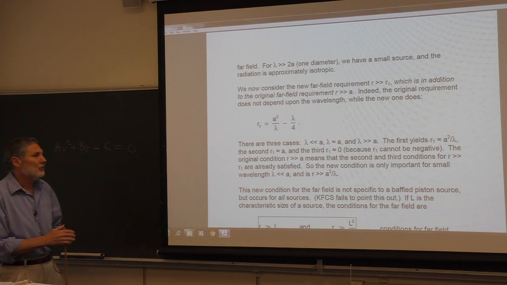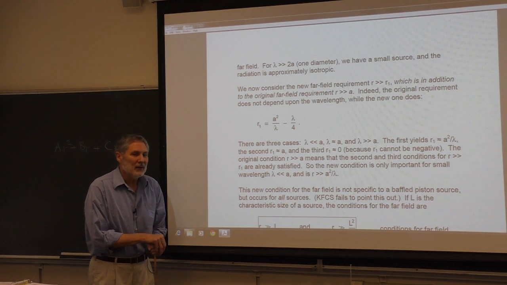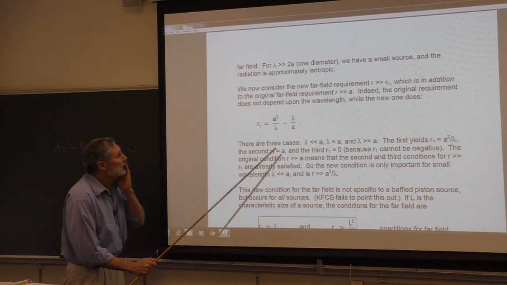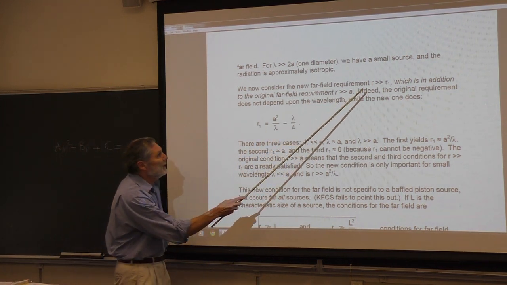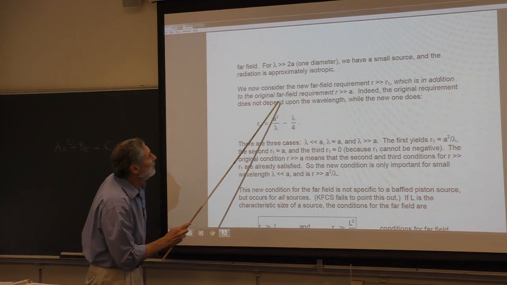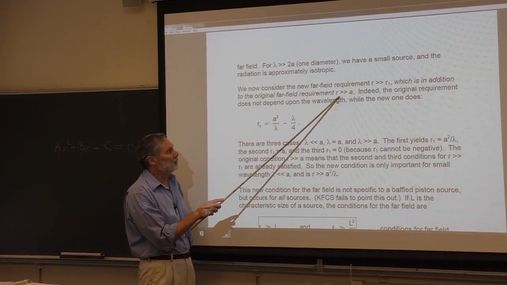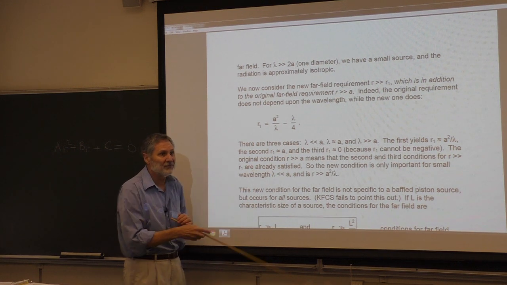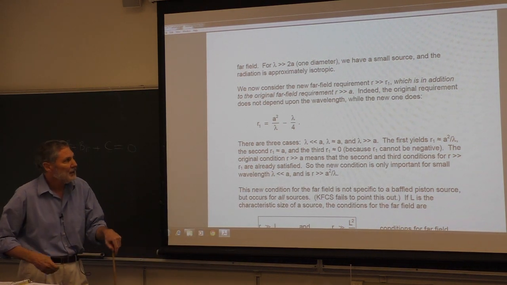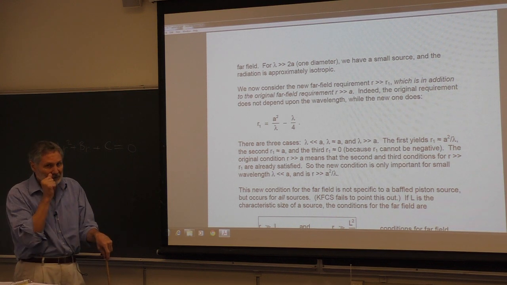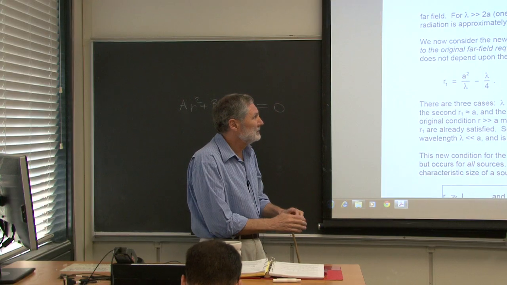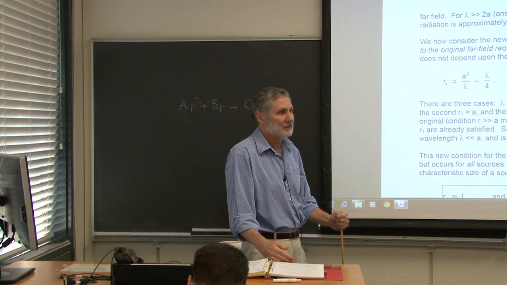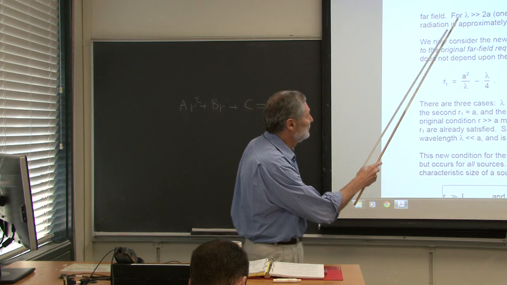So what we've seen here is that we have to supplement our condition of a far field. In the past, we've said you have to be far away compared to the size of the source. No statement of the wavelength. And what we've found here, and it's really not surprising, is that the wavelength can introduce a problem. If the wavelength is sufficiently small, your field may not be falling off as 1 over r. That's what we just saw.